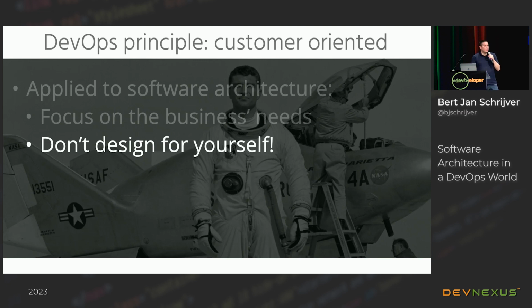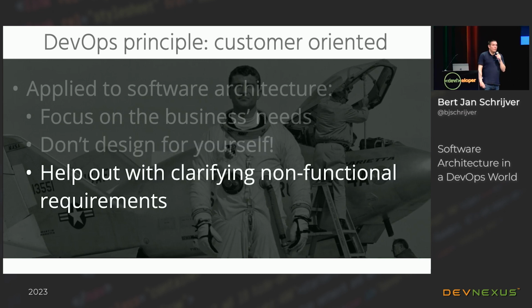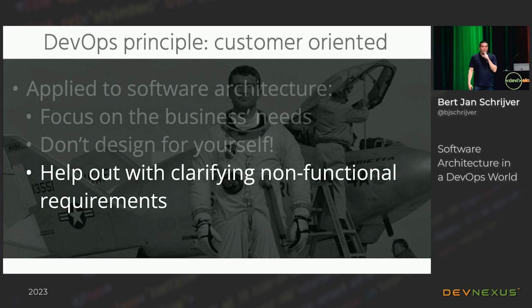One of the places where you can really prove to be valuable is to help with clarifying non-functional requirements. Typically the business will tell you that the system needs to be available and reliable and scalable and secure. That's fine, but what does it mean? What does available mean? How many nines do we need to have? Does it need to be available during office hours or in the weekends as well? Is 1 hour downtime per month acceptable or not?